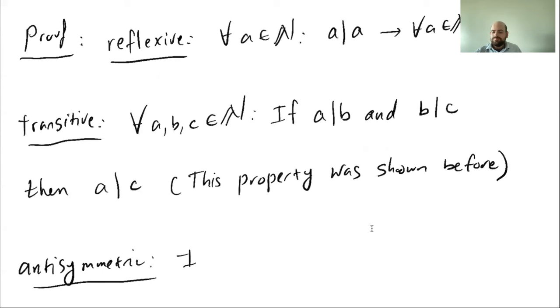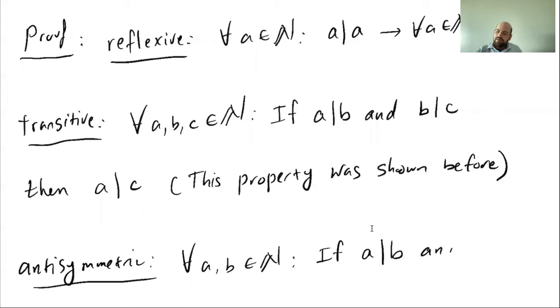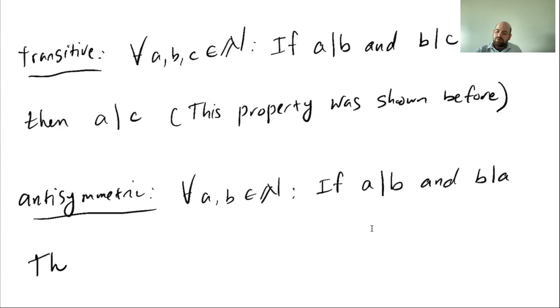if, let me say, for every A and B in N, if A divides B and B divides A, then we want to show that A is equal to B. I think we have shown this before as well. Let me remind you about the proof.